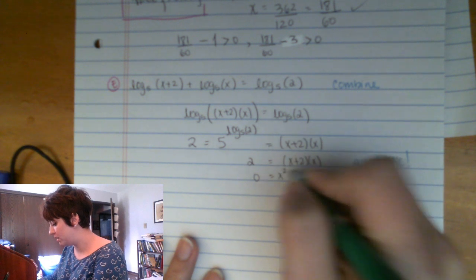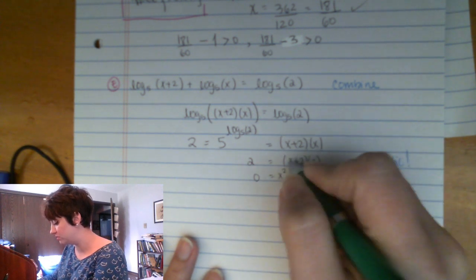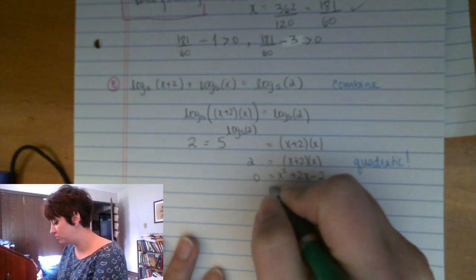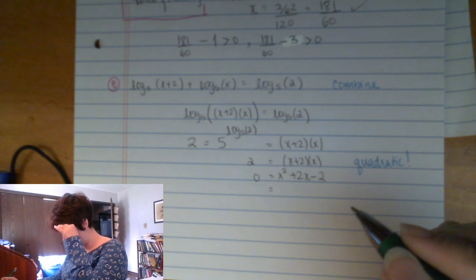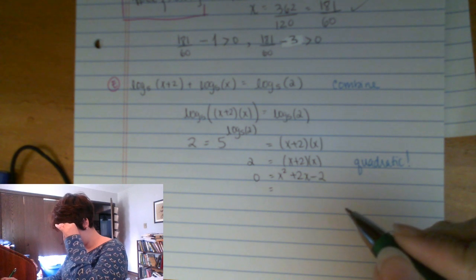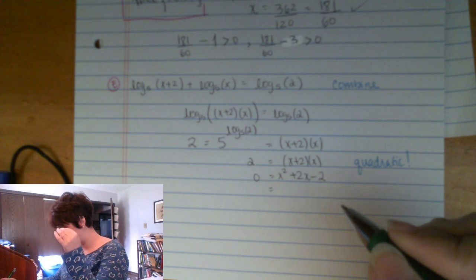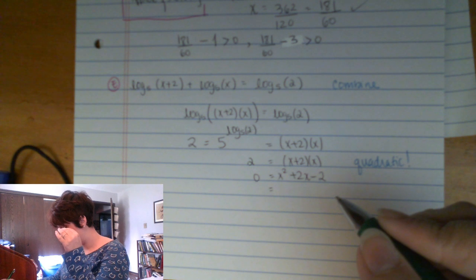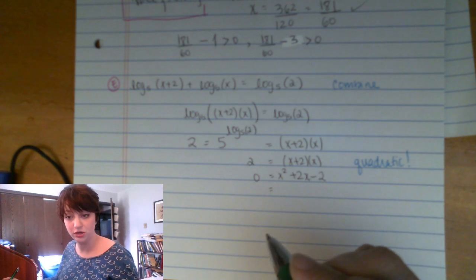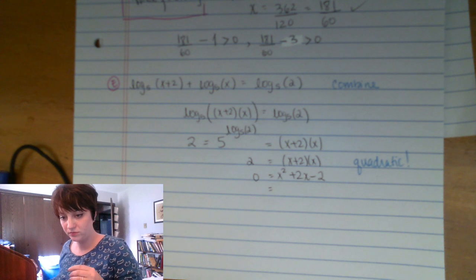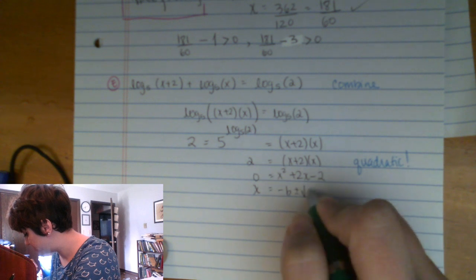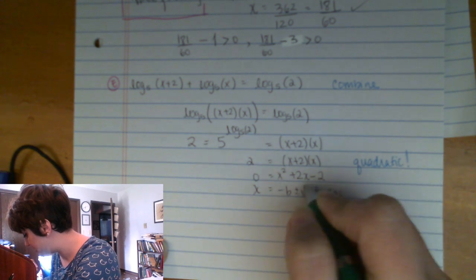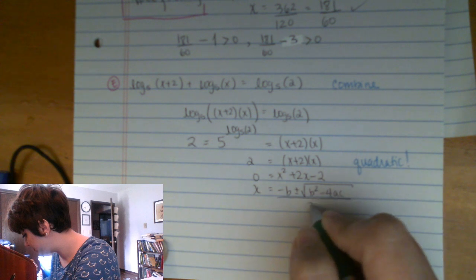So x squared plus 2x, so that's multiplying, and then subtract 2. Factor, is it factorable? I don't think so. Right? So we need to try and use the quadratic formula for this. So what is the quadratic formula? It's negative b plus or minus square root of b squared minus 4ac all over 2a.